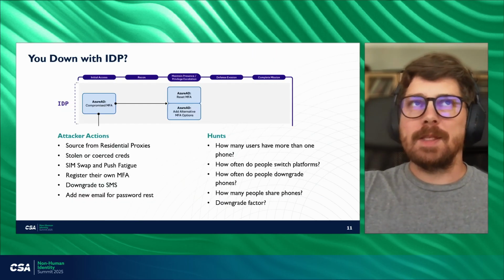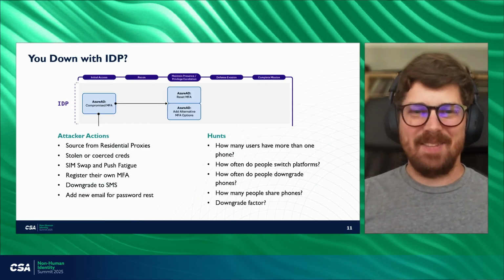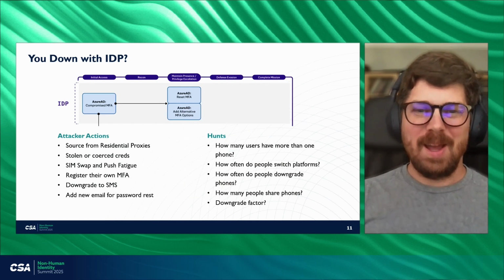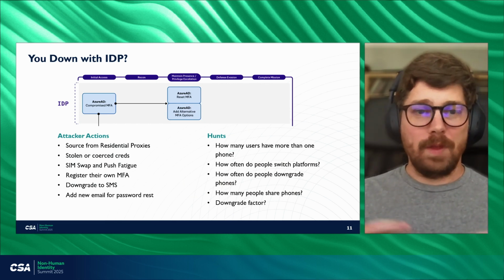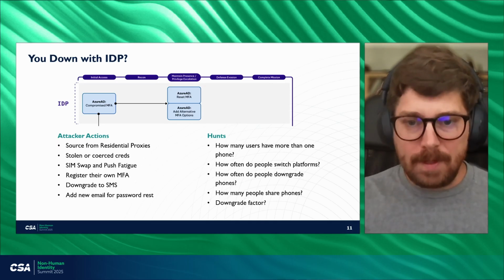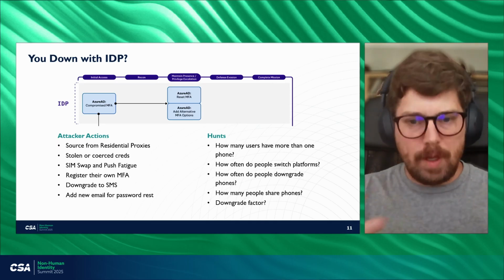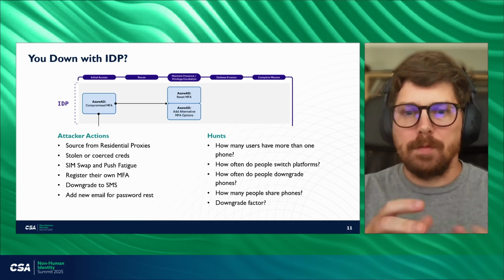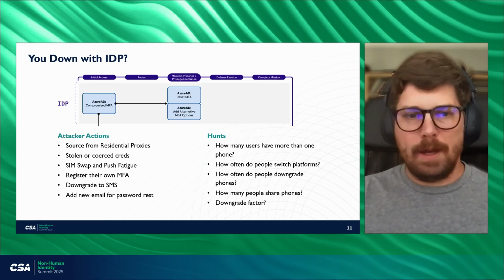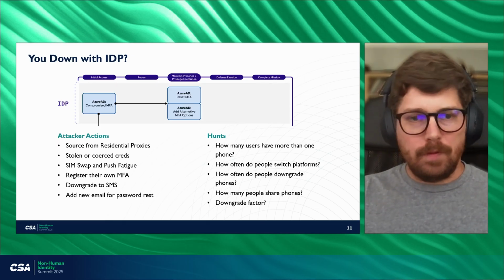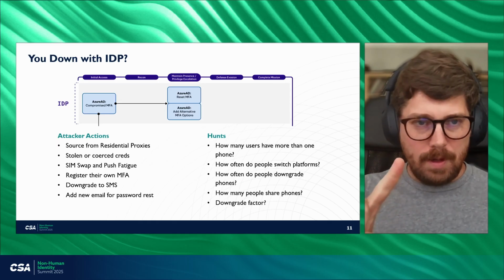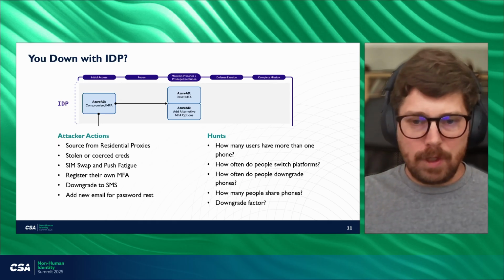All right, let's click into each of these layers a little bit more and talk about what they look like. So on the IDP side, this is largely a human portion of this with some small tidbits into NHI land. So first, on the IDP side, they've got to get a credential. How are they getting them?